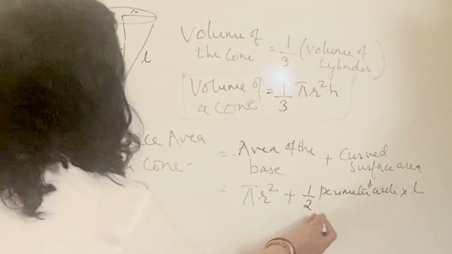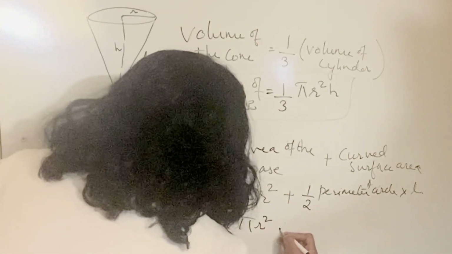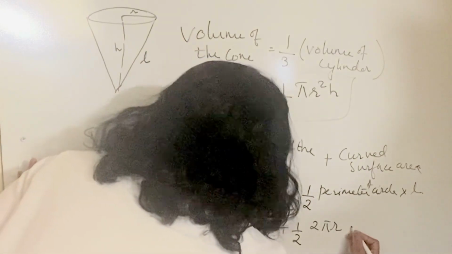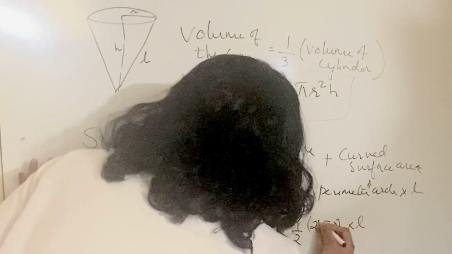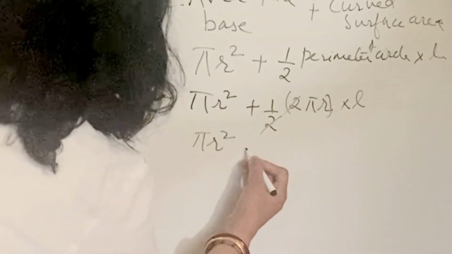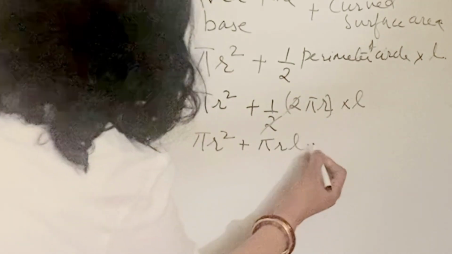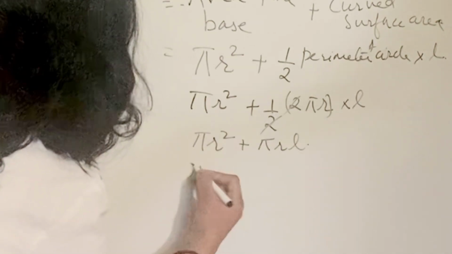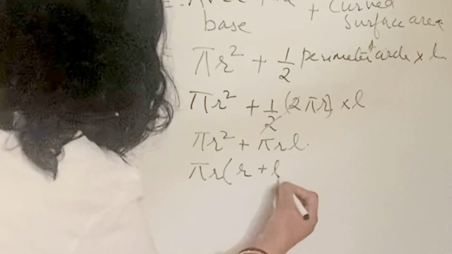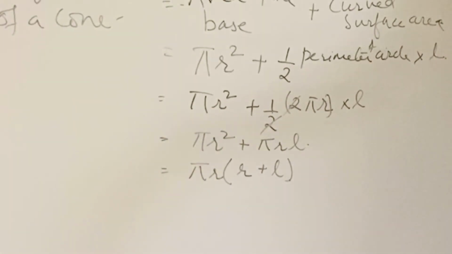So half of the perimeter of the circle is 2 pi r. So this is pi r square as it is, plus half of 2 pi r times L. Now here 2 will get cancelled. What is left is pi r square plus pi r L. Now again pi r is common. Pi r will be taken out. What is left inside is r plus L. So that is our surface area of a cone.